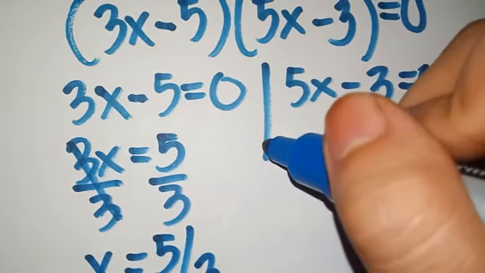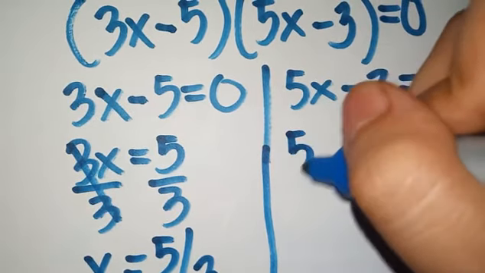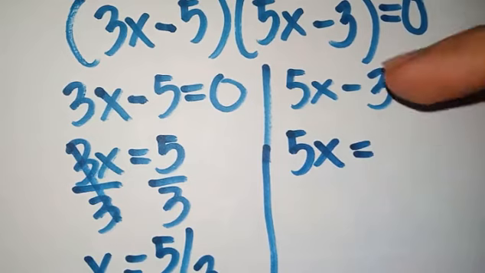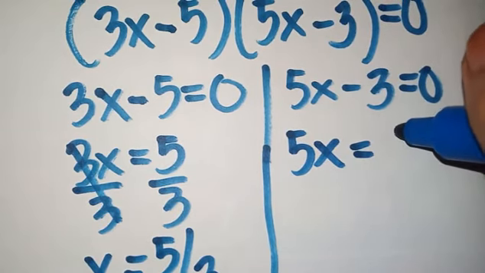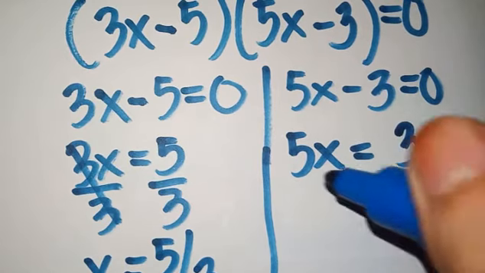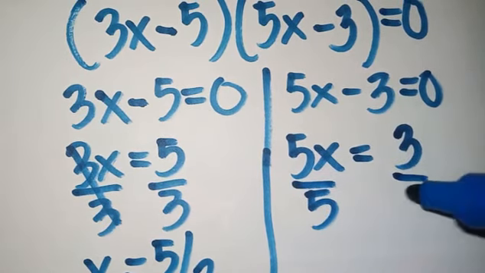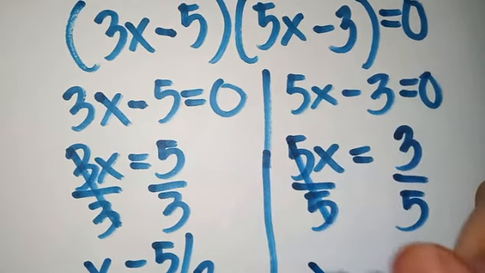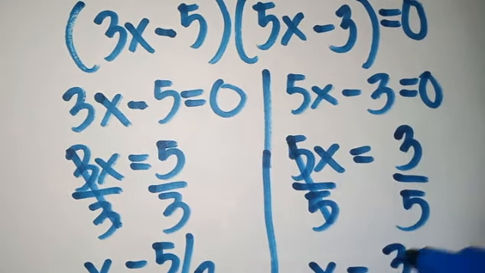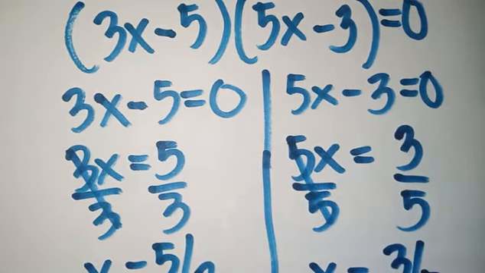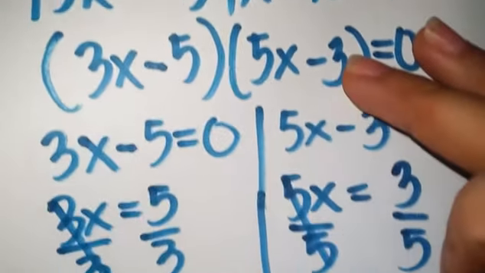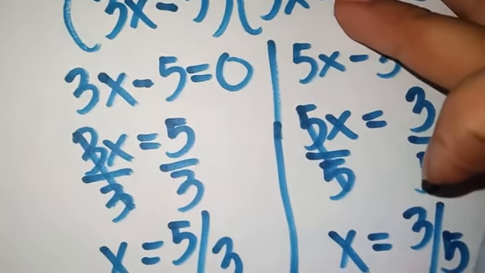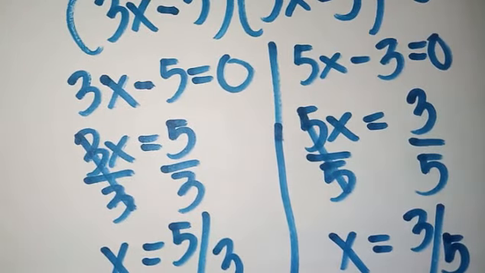Next, doon naman tayo sa kabila. So, we have 5x is equal to, yun, itra-transpose natin sa kabila, magiging positive 3. Then, divide both sides by 5 para makuha yung value ng ating x. So, x natin dito sa kabila ay we have 3 over 5. So, kung manonotice nyo yung ating nakuhang dalawang x ay 5 over 3 and 3 over 5. So, kung mapapansin nyo, reciprocal sila.